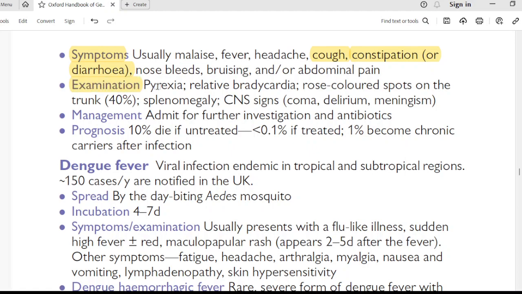Examination: there will be pyrexia, relative bradycardia, rose-colored spots on the trunk, splenomegaly, and CNS signs of coma, delirium and meningism. So typhoid fever or paratyphoid can affect the CNS also. Management: admit for further investigations and antibiotics. Prognosis: 10% die if untreated, less than 1% if treated, and 1% become chronic carriers after infection.